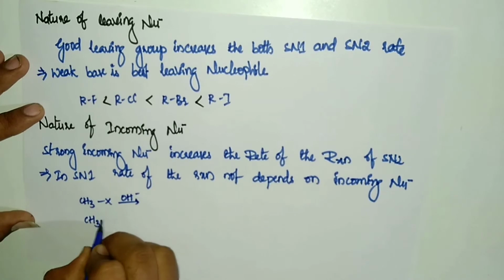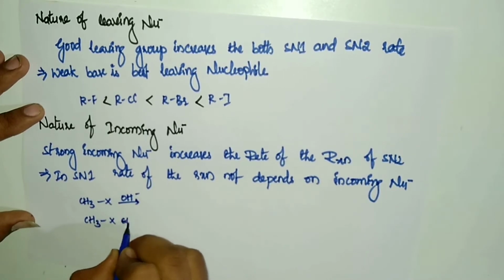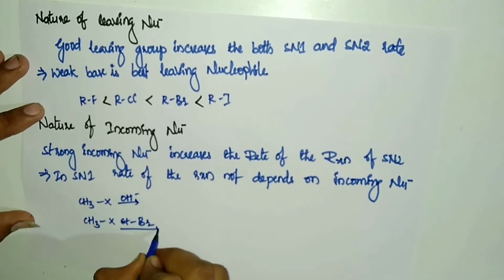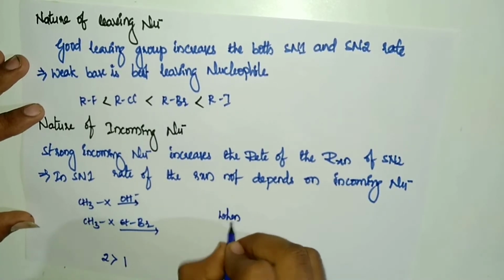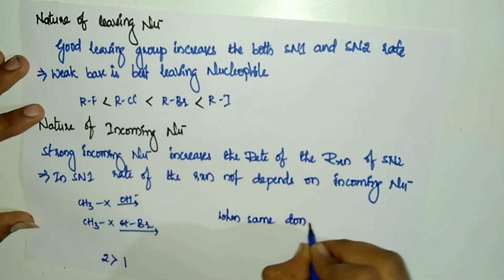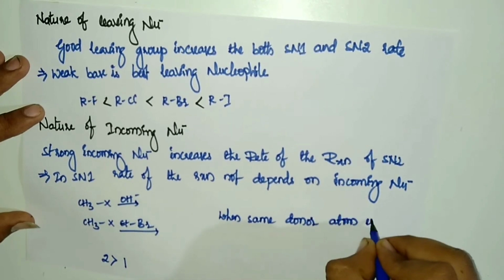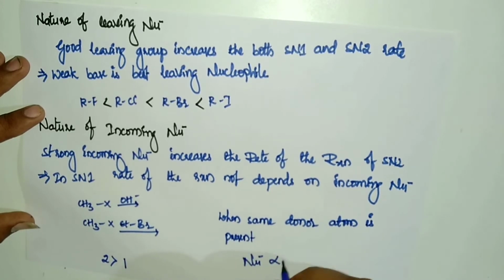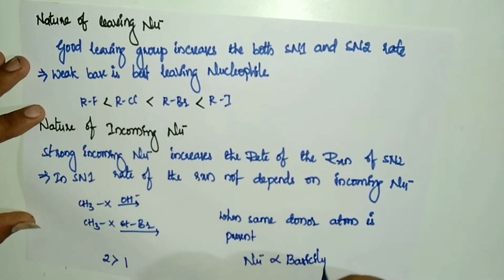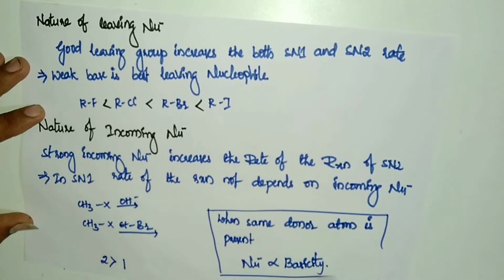Here in these two examples, the second example is more reactive than the first one. So when the same donor atom is present, nucleophilicity is directly proportional to basicity. Just remember this point: nucleophilicity is directly proportional to basicity when the same donor atom is present.